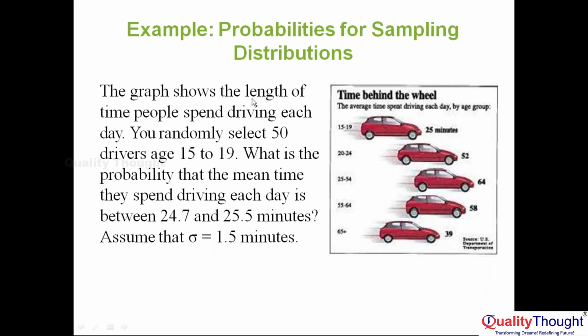The graph shows the length of time people spend driving each day. Look, there is an age group also. You randomly select 50 drivers age 15 to 19. This is the graph. What is the probability that the mean time they spend driving each day is between 24.7 and 25.5 minutes? You have to calculate the probability.